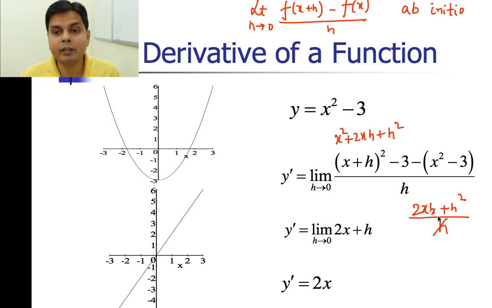Now how can I divide by h? Although you see this limit h tends to 0, division by h is possible. In fact, that was the whole rationale for using this concept of limit, because this h, although a very small quantity, is not equal to 0. So I can divide numerator and denominator by h. Once I divide, I will get limit h tends to 0 of 2x plus h. When I take the limit, this h will go to 0, so my limit will be 2x. So the derivative of y is equal to x square minus 3 is 2x.